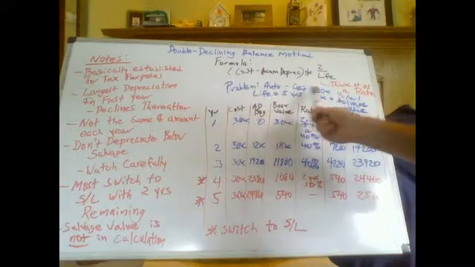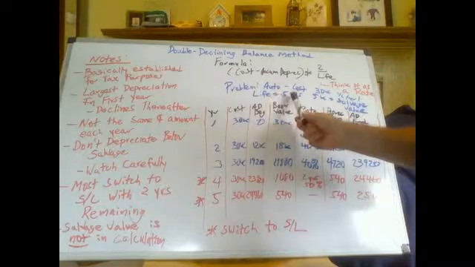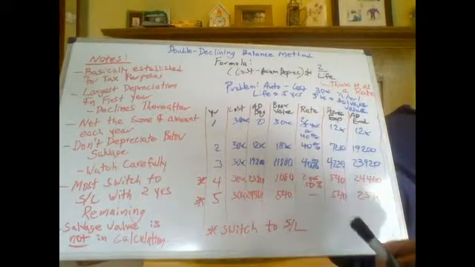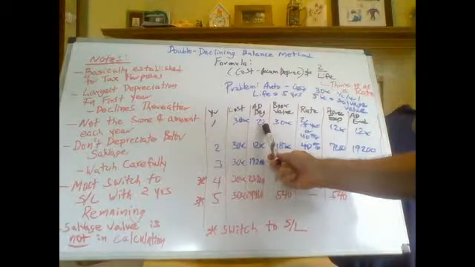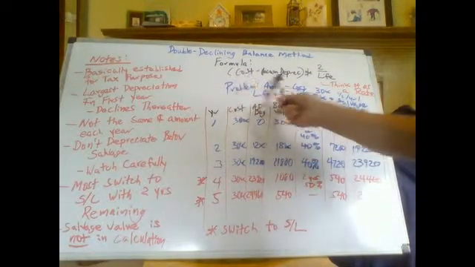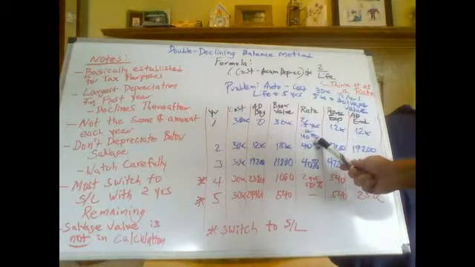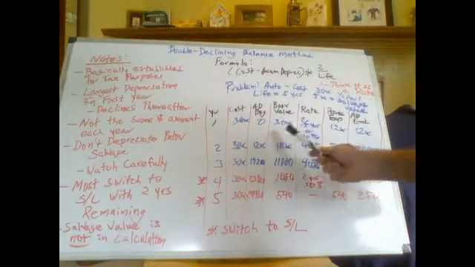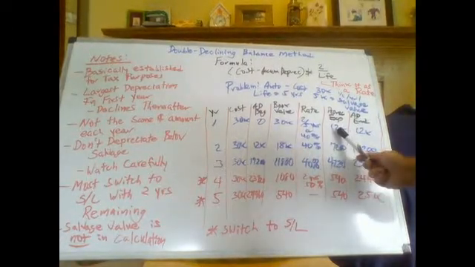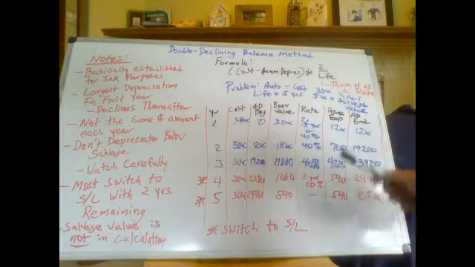We'll look at the same problem, the auto that costs $30,000, with a 5-year life and a $5,000 salvage value. Year one, cost was 30,000, accumulated depreciation was 0, so book value is 30,000 times 2 divided by life, which is 5 years, or 40%. So 30,000 times 40% is 12,000 in depreciation for the year.